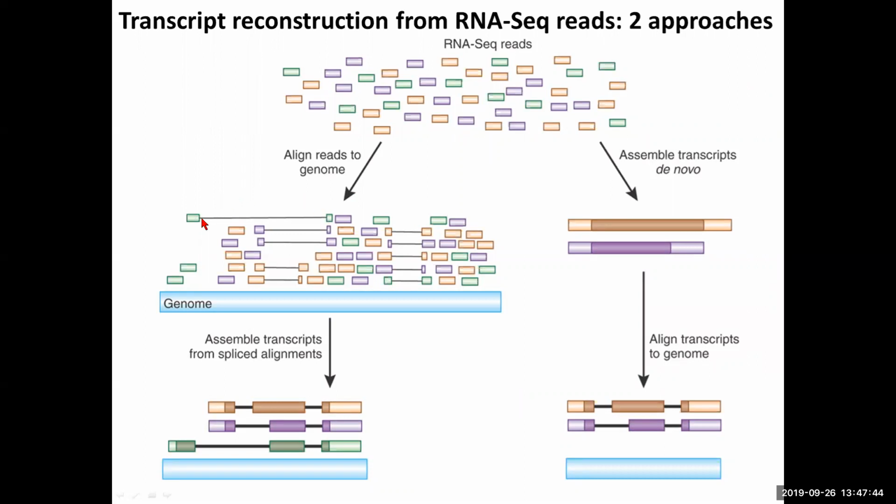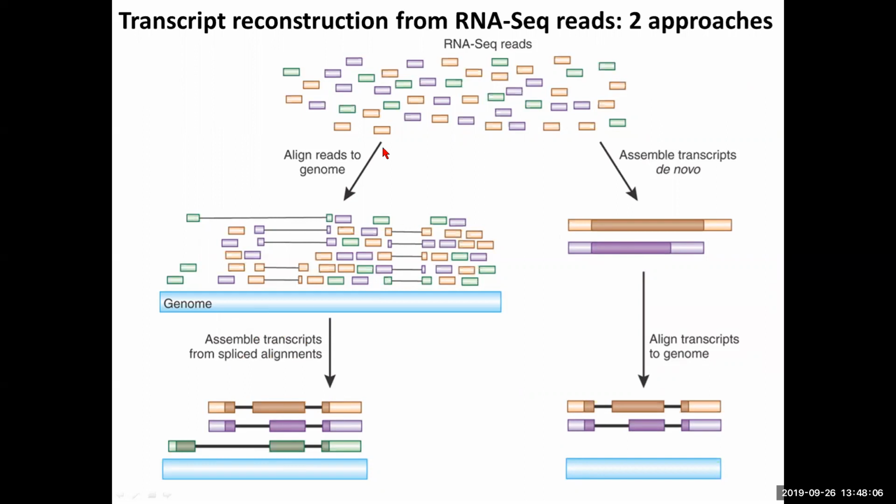Why? Because messenger RNA is actually spliced, because introns are excluded, they're folded onto themselves and then cut out. So you end up with a single RNA molecule that seems contiguous, but when you map it to the genome, it actually maps to different parts. Is everybody with me on this part? Great. So you can basically assemble these transcripts from spliced alignments.